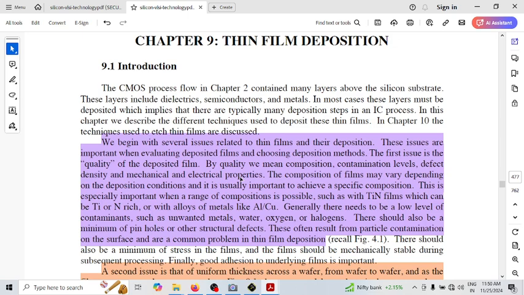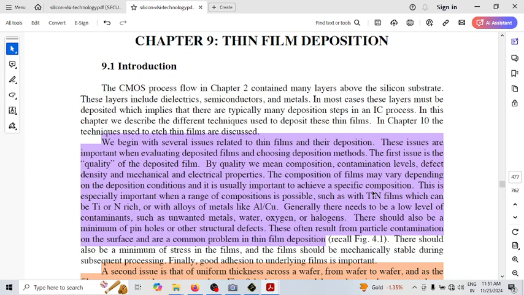So when we say deposition, it involves the quality of that deposited thin film. So the quality means, what is the composition of that, what is the contamination level of that particular deposited thin film, what are the defects that are there in that, and what are its mechanical and electrical properties. So when we say composition of the films, it may of course vary depending upon the deposition conditions, and it is usually important to achieve specific compositions. So you are looking for different compositions.